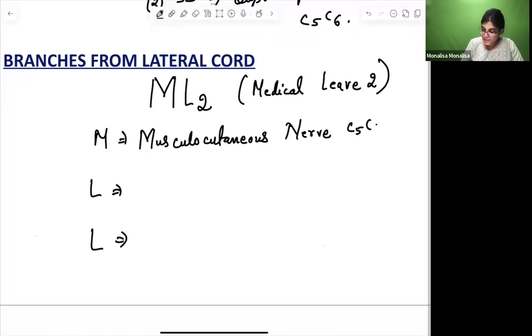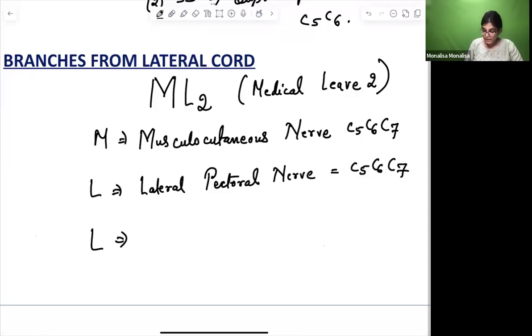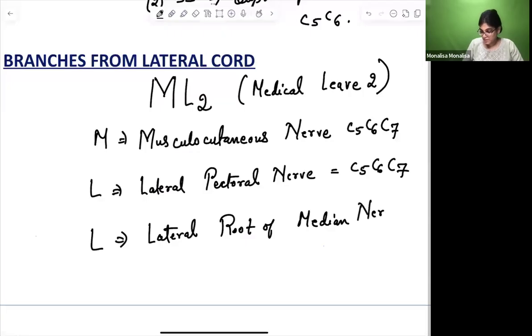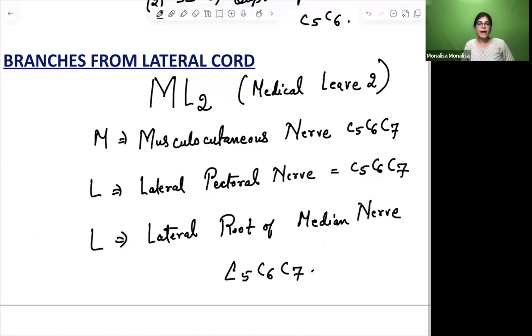Musculocutaneous nerve: C5, C6 and C7. L stands for lateral pectoral nerve: C5, C6 and C7. Another L stands for lateral root of median nerve: again C5, C6 and C7. The last one is also C5, C6 and C7. These are the branches from the lateral cord of the brachial plexus.